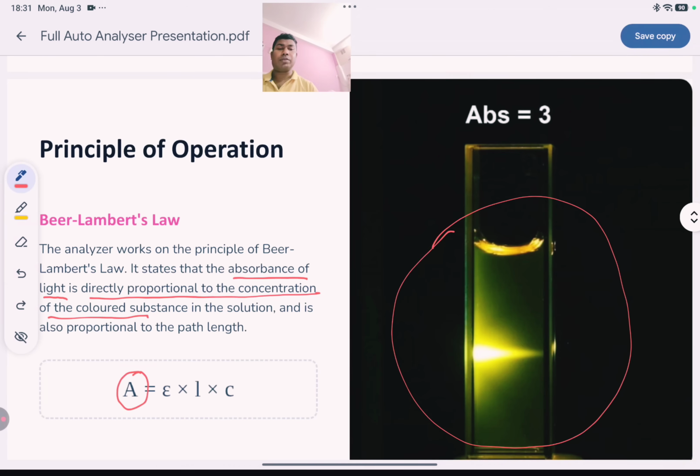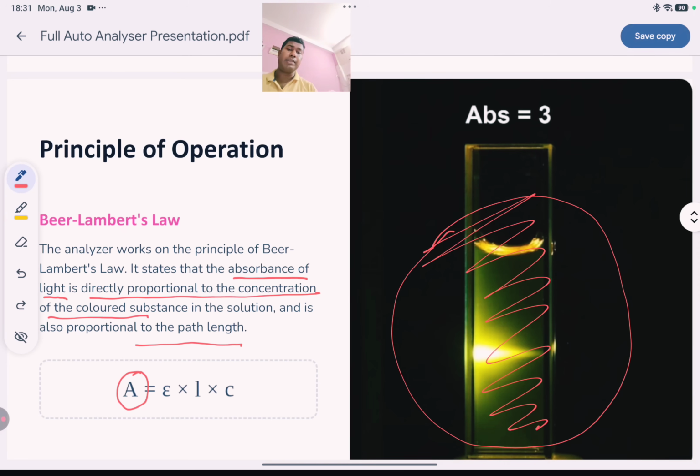You can see how much the solution will be colored, that much concentration it will give. And it's also proportional to the path length, that is the distance traveled by the light. We all know that light always travels a distance, and according to Beer-Lambert's law, the absorbance of light is directly proportional to the concentration of the color solution and the distance the light traveled in its path. Okay, so it is very easy.